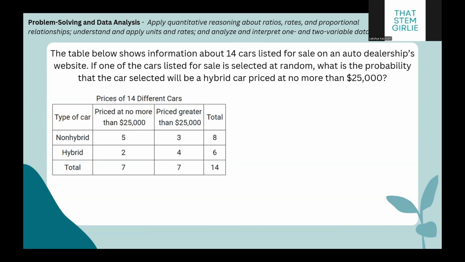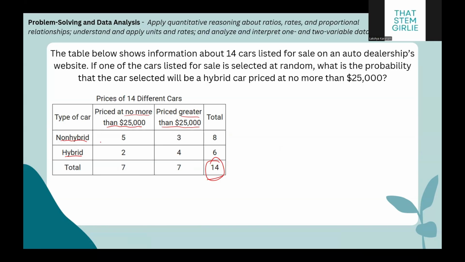So, taking a look at the given table, you can see that there are a total of 14 cars that are split within 2 different sets of categories. The first is the price of the car, right? So you can either have a car that is priced at no more than 25,000, or a car that is greater than 25,000. The second piece of criteria that these 14 cars are categorized into is hybrid versus non-hybrid.